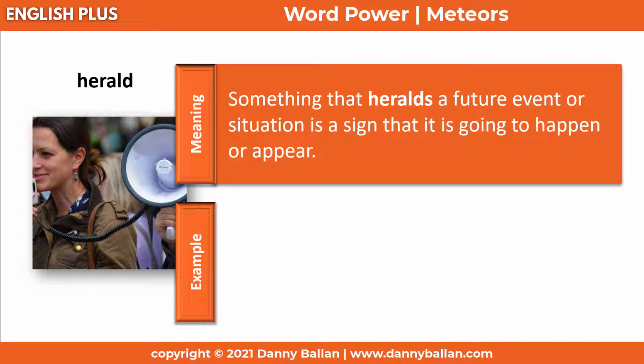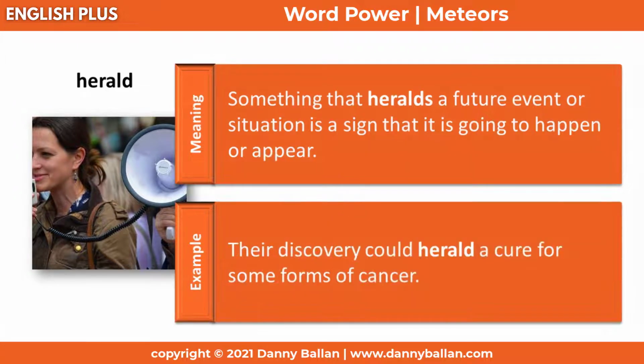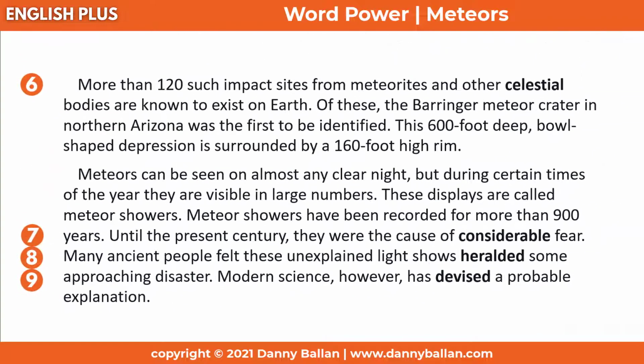But we can use herald in a slightly different meaning. If an important event or action is heralded by people, announcements are made about it so that it is publicly known and expected. Especially in the old times when there were kings and queens and there were no means of communication like we have today, there was a herald of the king or the queen. They would come and they would have scrolls, and these would be announcements from the kings, queens, princes, etc. So that is herald. We can say, for example, their discovery could herald a cure for some forms of cancer. So that was herald. Let's move on to talk about the next key word, and that is devise.